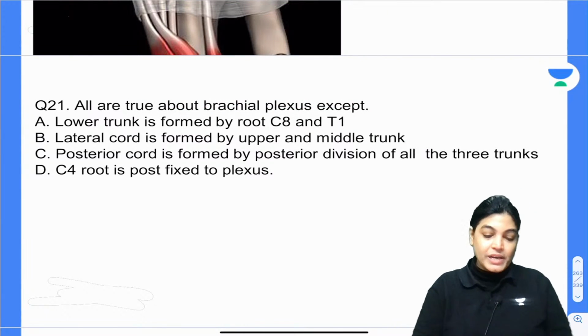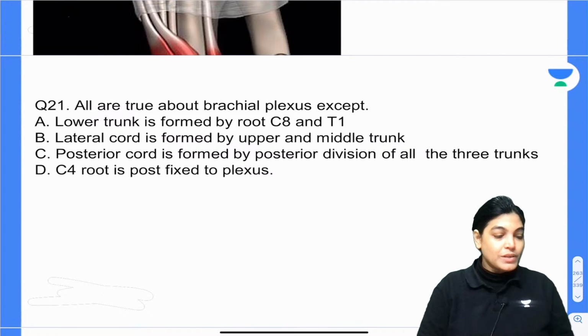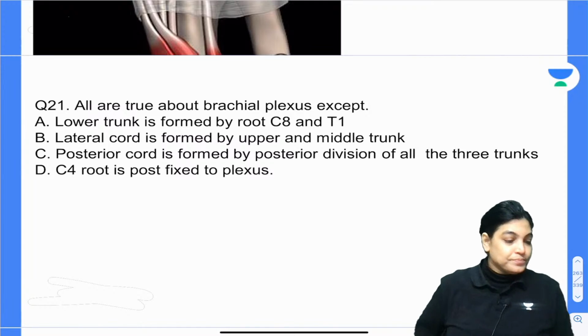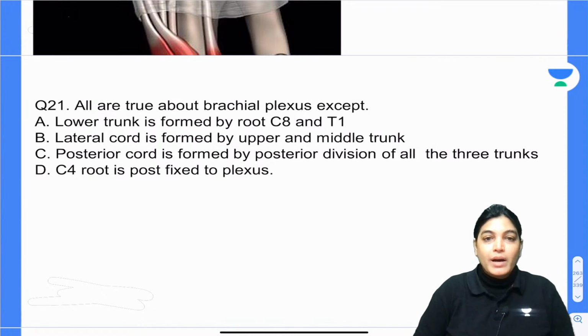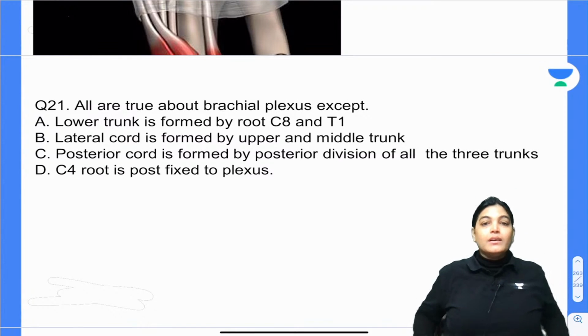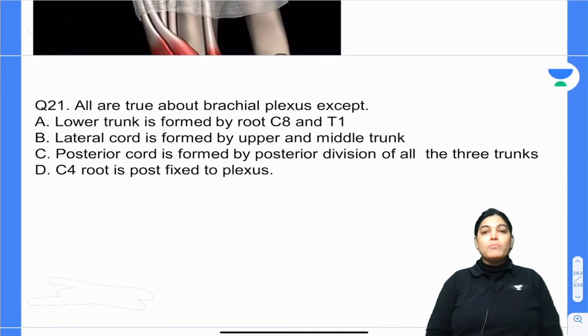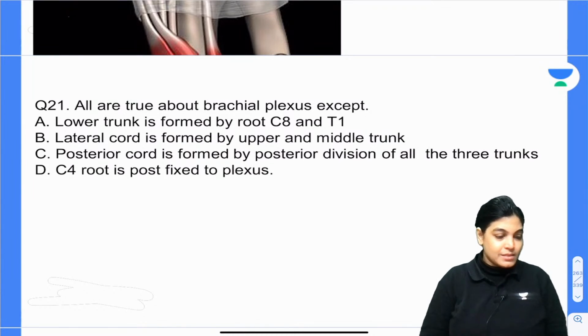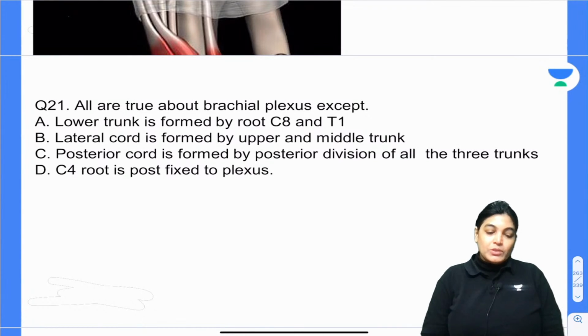All of the following are true statements about brachial plexus except: lower trunk is formed by roots of C8 and T1, lateral cord is formed by upper and middle trunk, posterior cord is formed by posterior divisions of all the 3 trunks, and C4 root is post fixed to the plexus. Question number 21, 4 options are there.